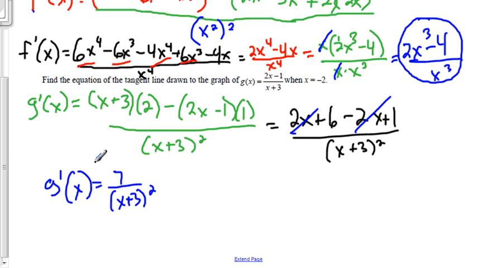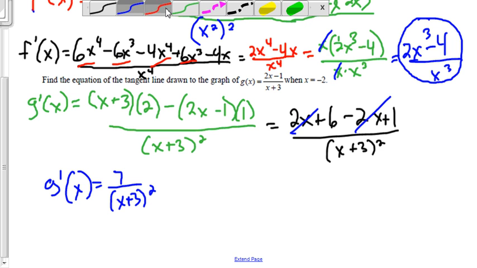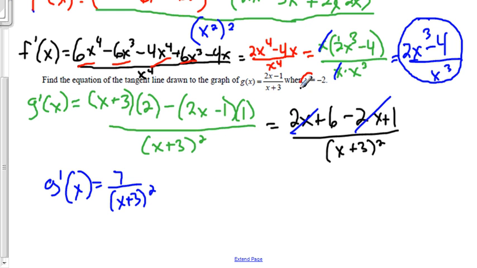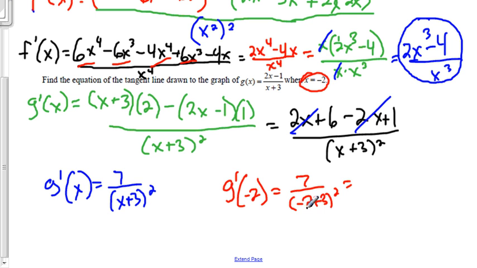They didn't want to know just the derivative, they want to know what the equation of the tangent line is. And it's at x equals negative 2. So let's find the slope of the tangent line, g prime of negative 2, and replace x, substitute in negative 2, so I get negative 2 plus 3 all squared. Negative 2 plus 3 is 1, 1 squared is 1, so I get 7 over 1, which is 7. There's my slope of the tangent line.